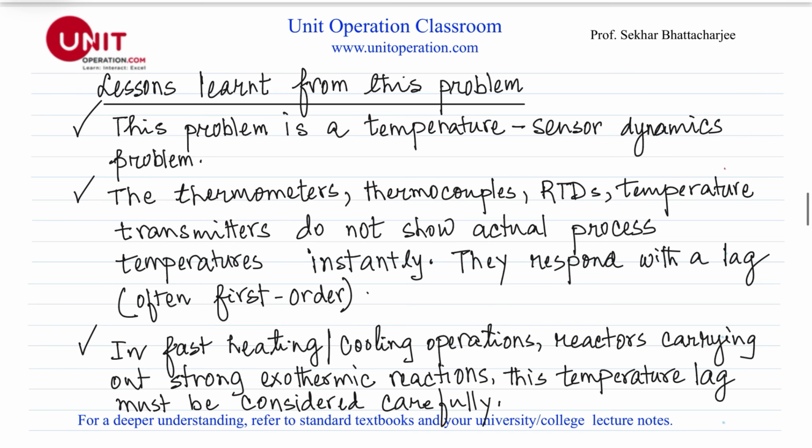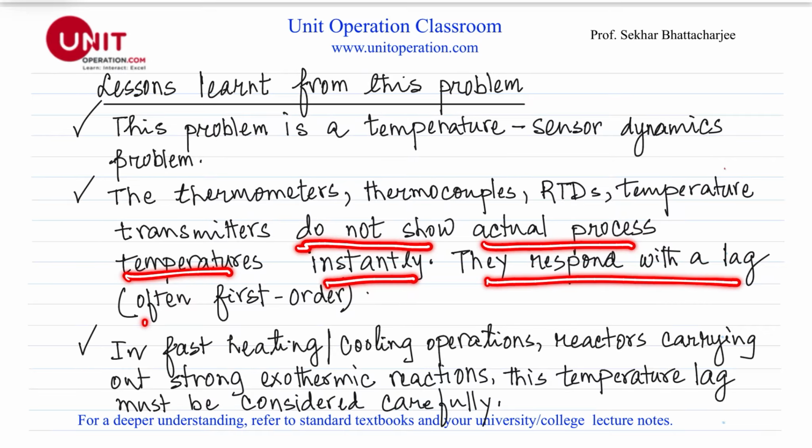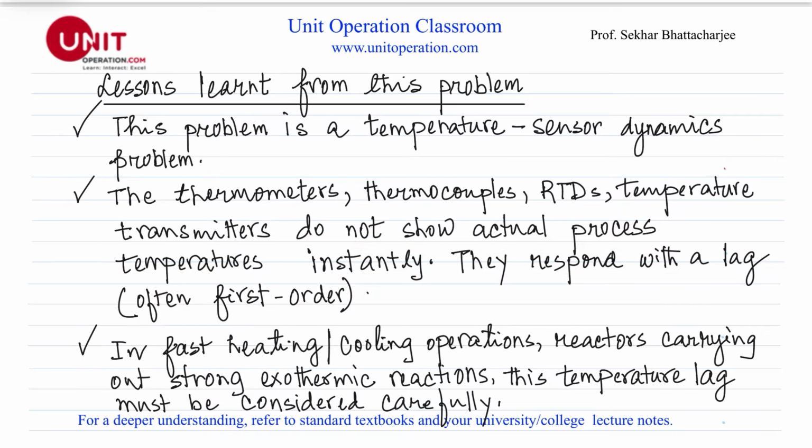So what are the lessons learned from this problem? This is a temperature sensor dynamics problem. The thermometers, thermocouples, RTDs and temperature transmitters, which are very extensively used in the chemical process industry, do not show the actual process temperatures instantly. They respond with a time lag, often first order.